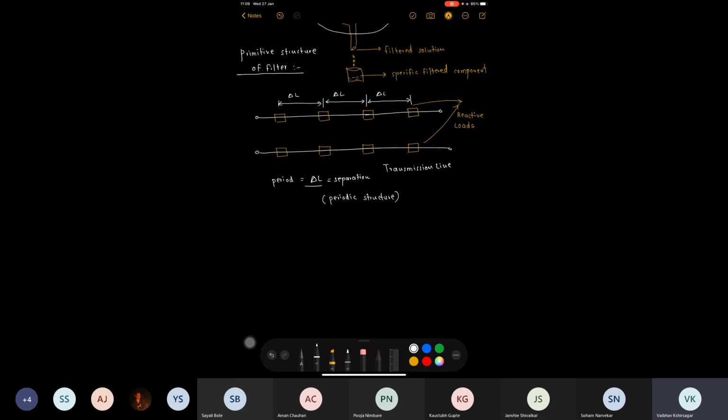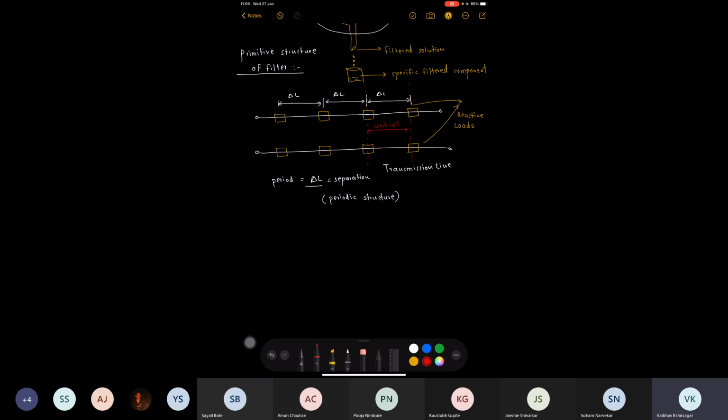Let us say, what I will do next is take the help of the same diagram. I will segment this periodically loaded transmission line into equal pieces in this way. Now this piece from this point to this point, having the length delta L, which is equal to the period of the transmission line, we call the unit cell.